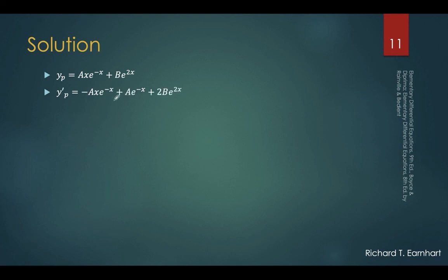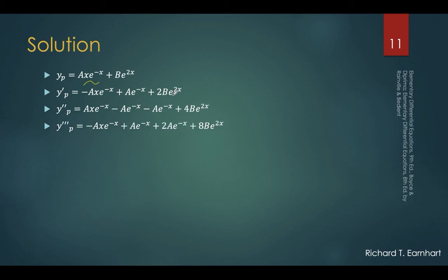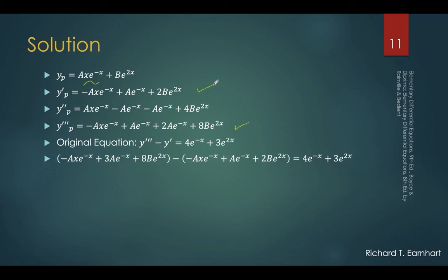You apply the product rule here. Copy ax, the derivative of e to the negative x is negative e to the negative x, and then copy a e to the negative x, the derivative of x is 1. The derivative of this is 2b e to the 2x. You get the first derivative, and then the second derivative, and then the third derivative. Our original equation contains only y triple prime, so we'll be needing only this, and then your y prime. So we substitute in the original equation.